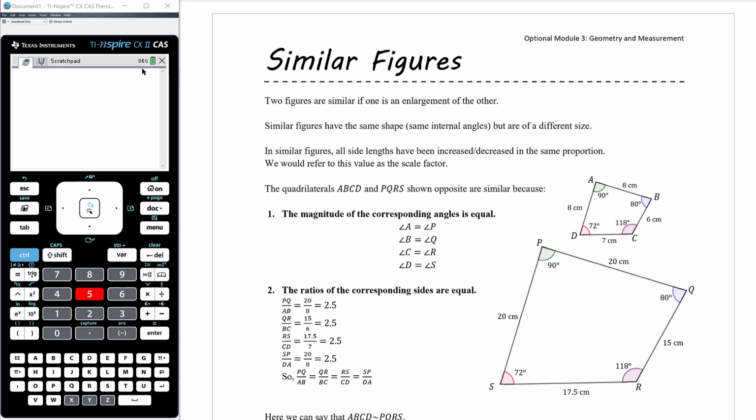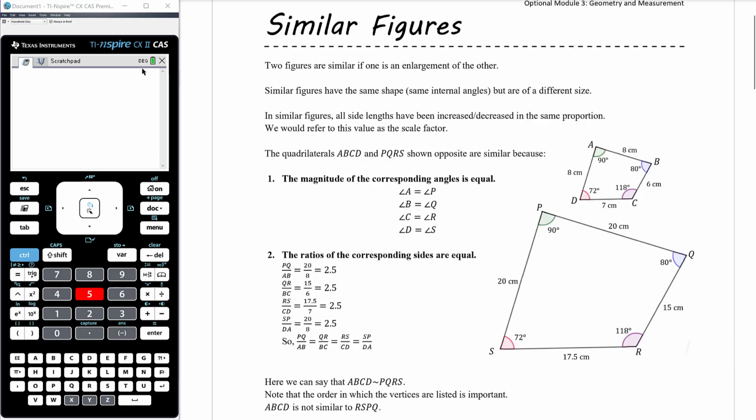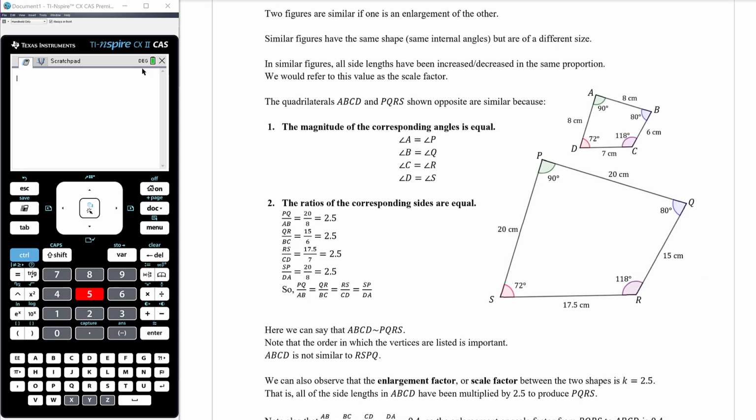So here we have two quadrilaterals, a quadrilateral being a four-sided shape, ABCD and PQRS, and they are similar because these two things are true. Magnitude is another word for size. We tend to use magnitude when we're talking about the numerical size of something. The magnitude of the corresponding angles is equal.